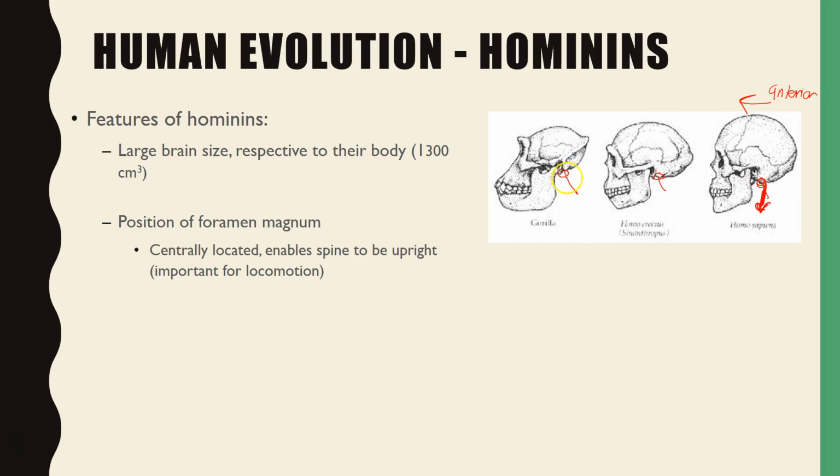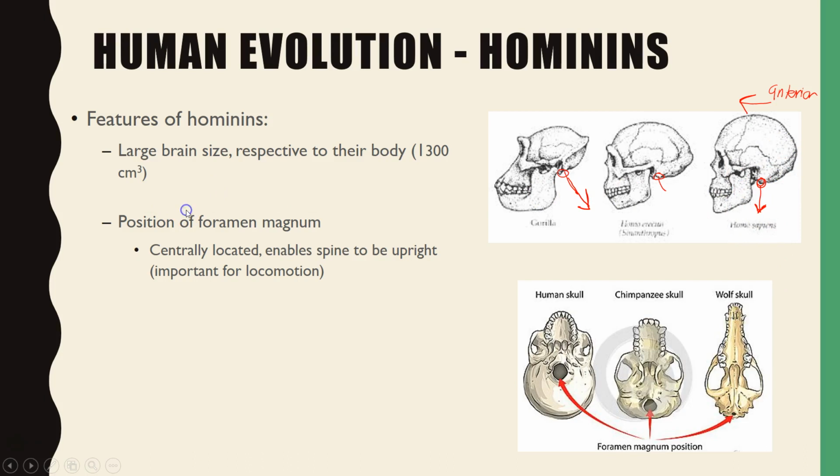as opposed to, say, a gorilla, where the foramen magnum is on an angle relative to the skull, so therefore the spine must move in this direction, whereas in humans the foramen magnum, as I mentioned, is here, so the spine can move directly downward. That also enables us to be upright and walking, because the spine can directly anchor into the pelvis.